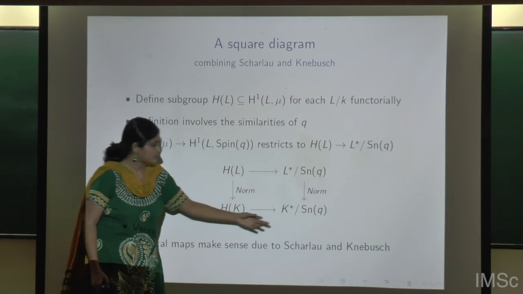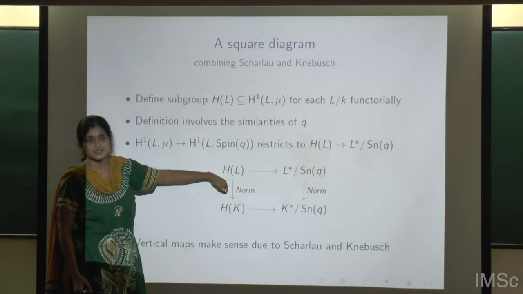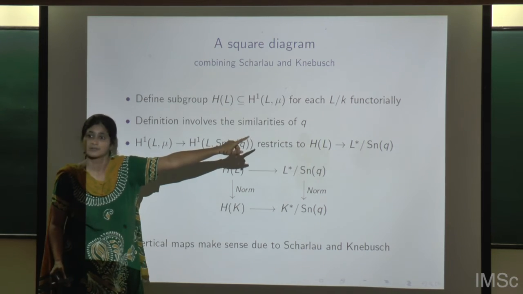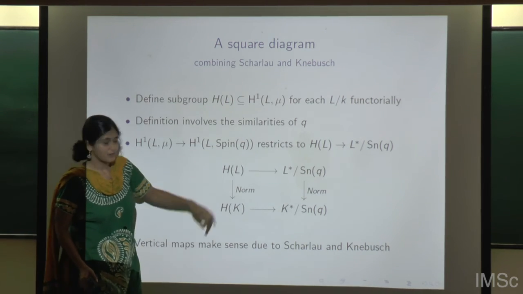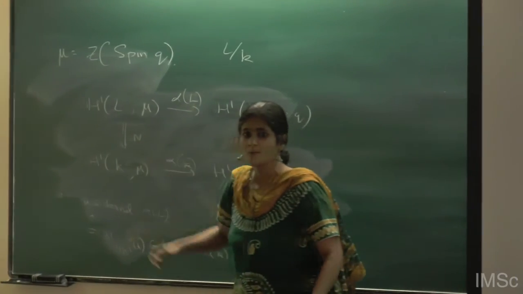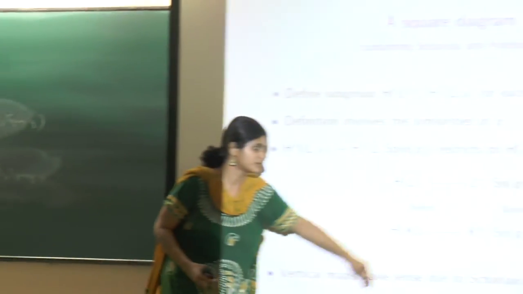You've got H^1(K, Spin Q) to K* mod spinor norms. Here you have the norm map. This is because you know the norm principle for Chârlot, which is on this side of the board. I mean, you do have a norm map at the abelian, the whole group level, right? But it restricts to a norm map at the subgroup level also, and that is because of Chârlot's norm principle.